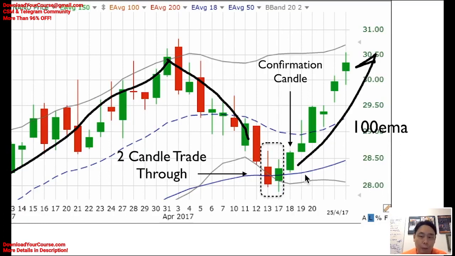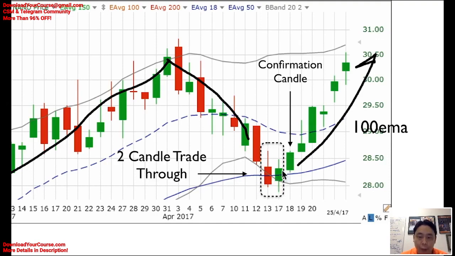And for the trade through, remember that it has to begin with a bearish candle that opens above the moving average, closes below the moving average. Then the next candle opens below the moving average and closes above the moving average, showing us that a reversal has happened, right? The bears wanted to bring the stock below the moving average, the bulls brought it back up again. So that's a very powerful reversal in sentiment, right?